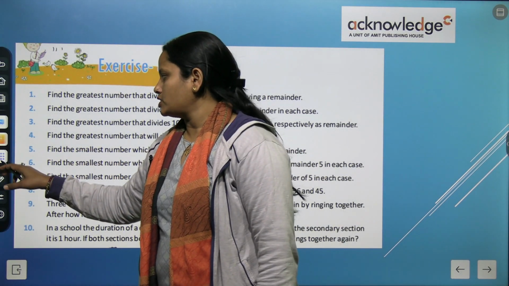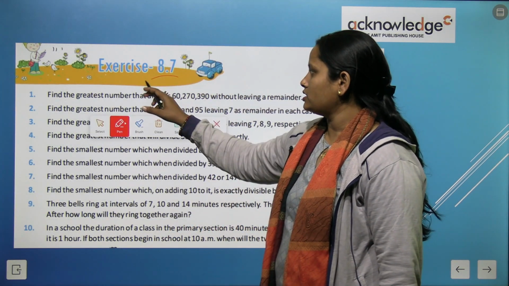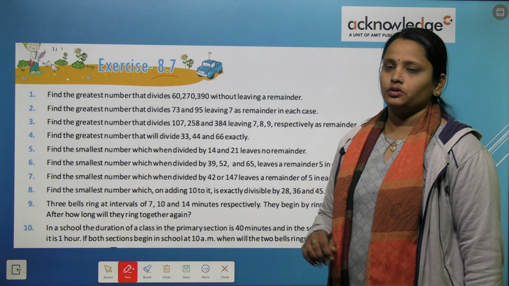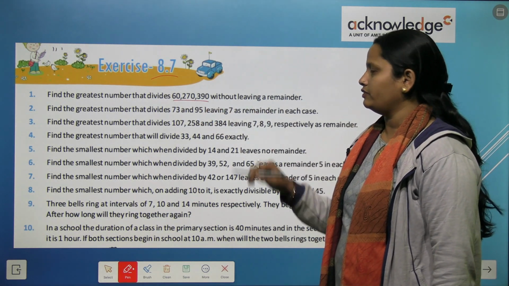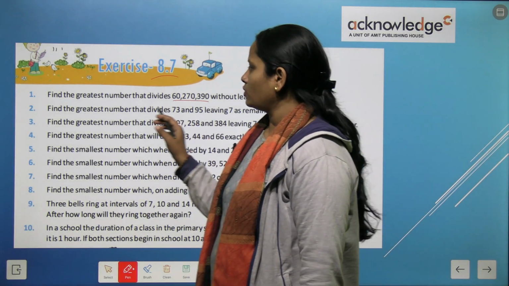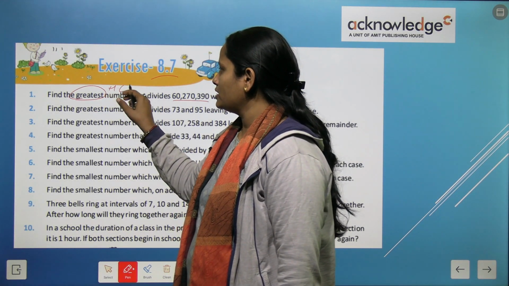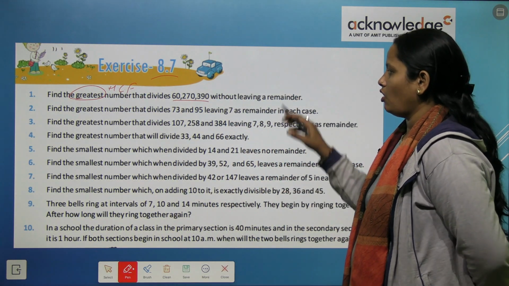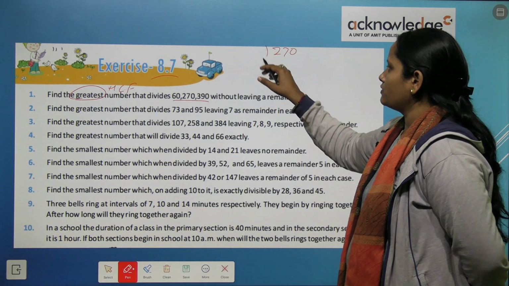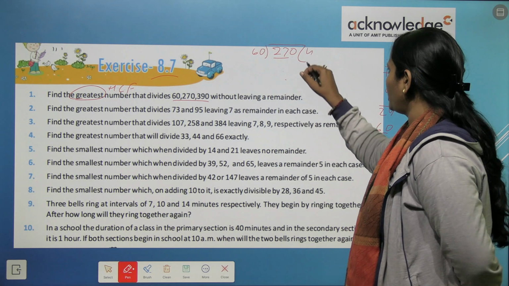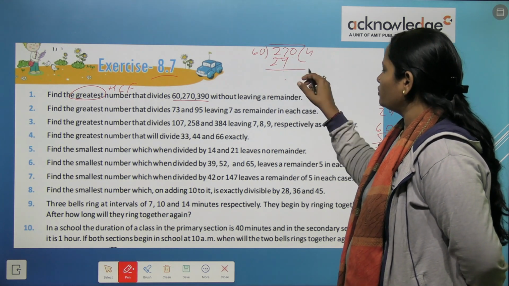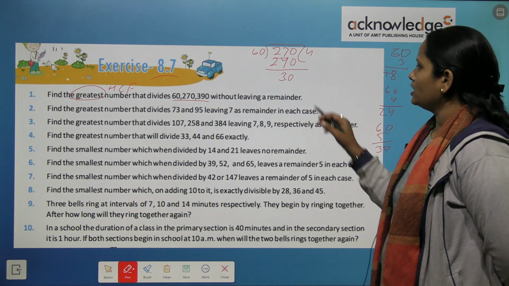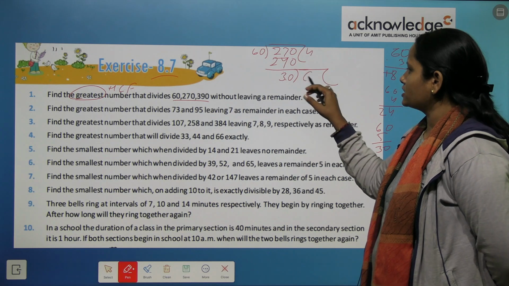So let's do this exercise 8.7. Here we have to find the number that divides these numbers without leaving a remainder. So बिना रिमाइंडर के होना चाहिए, ग्रेटेस्ट नंबर है तो हम इसमें करेंगे HCF. So let's do the HCF of all these numbers. तो 270 का HCF करते हैं. So 4 times it will go, 24 will come. Now 30 is the next number. Let's divide 60 with it.